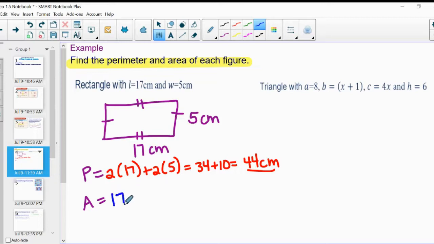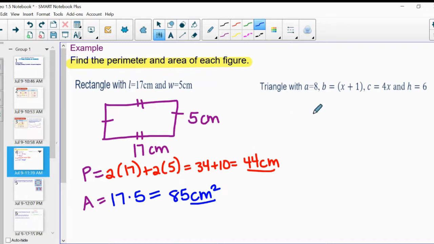Then when we go to area, we use the formula length times width. So that's just 17 times 5, which is 85. And area is in units squared. So 85 centimeters squared.